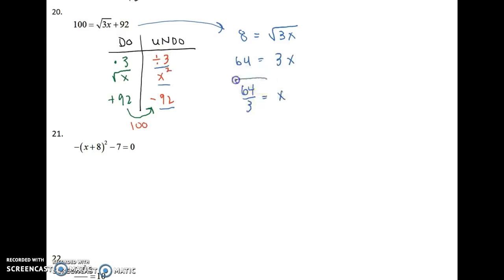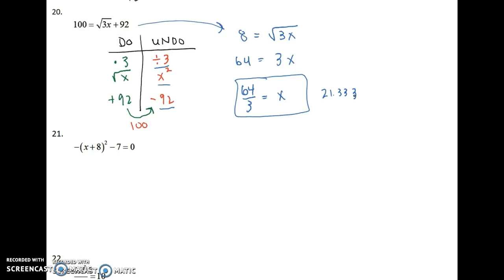So 64 thirds would be my answer, but because 3 doesn't divide evenly into 64, if you want to, you can leave it as a decimal, and we'll typically go out to 3 decimal places on these. So 21.333 would also be an acceptable answer in this case.